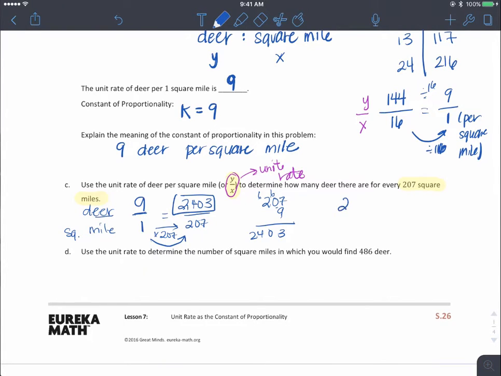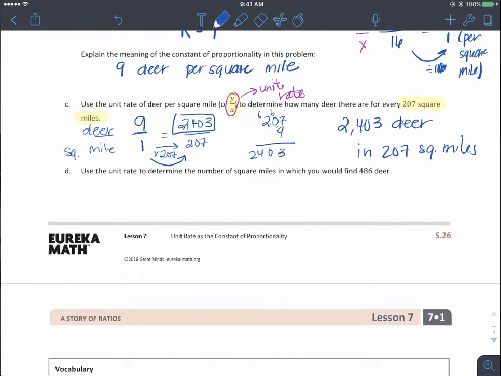Okay, so 2,403 deer in 207 square miles. Okay. The next one is looking at how many square miles would you find 486 deer. So instead of multiplying the denominator, we're now going to multiply the numerator.